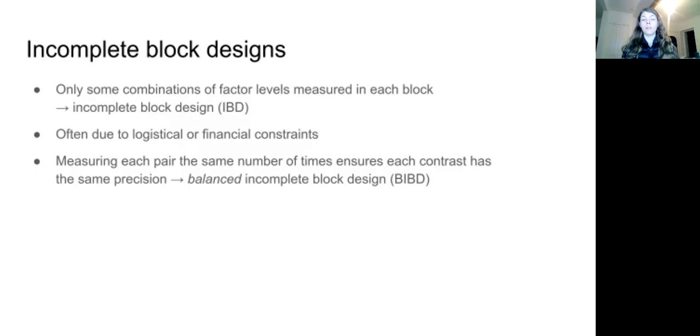A subtype of incomplete block design is a balanced incomplete block design. This concerns how different pairs of the factor levels are assigned to blocks. In a balanced design, each pair of levels appears the same number of times across all blocks, and this allows all of the contrasts to be made between pairs with equal precision, if not directly between individual factor levels.